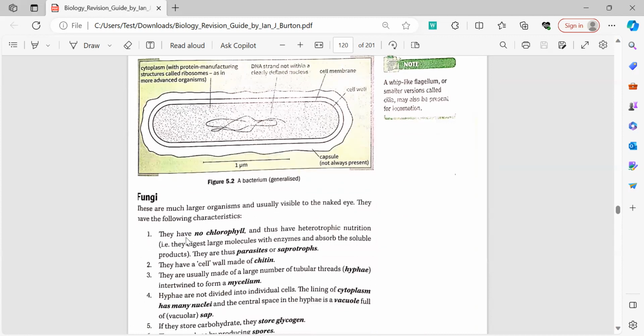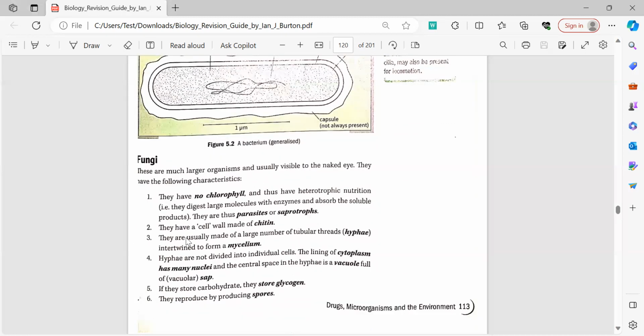Now we will come to the last type of microorganism, which is fungi. Fungi have a cell wall made up of chitin. They don't have any chlorophyll, so they cannot synthesize their own food. A group of hyphae, when combined, form a mycelium. The fungi store their energy reserves in the form of glycogen, unlike plants which store their energy in the form of starch.